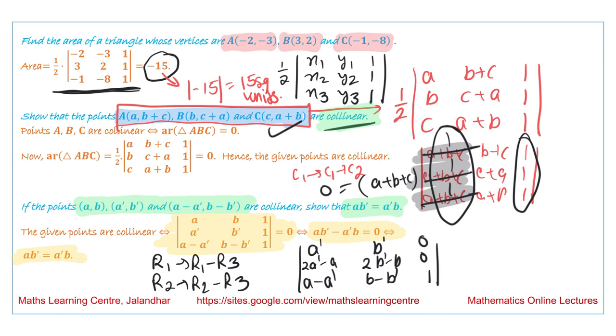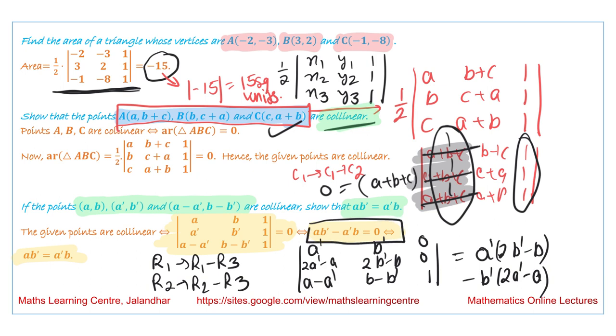Now when you open this determinant, the final answer is equal to 0. On opening this determinant, we are left with A dash into 2B dash minus B, minus B dash into 2A dash minus A. So when you solve this, you will obtain A B dash minus A dash B is equal to 0. So what we get is that A B dash is equal to A dash B, and this is what we have to prove.